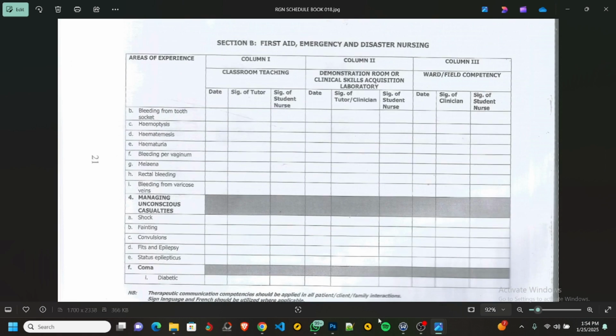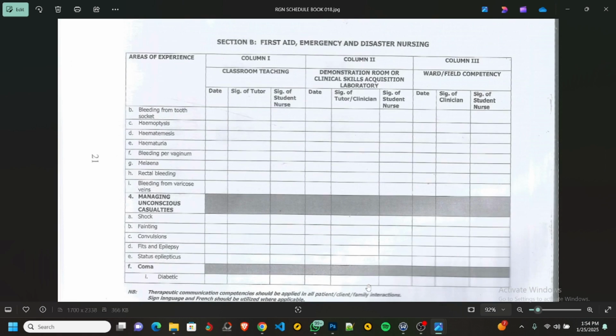So yes, this is what we also have here, and that's the continuation for first aid. So you realize that we have bleeding from the tooth sockets. We also have hemoptysis. We have various ones that are hematuria. We have bleeding per vaginum, a whole lot of them that are also outlined here. So the same way you go through it, and this is under the classroom teaching, you would make sure that if you are taught, those ones that you are taught, you write the dates for them, you will sign as a student, then you make sure your tutor signs.